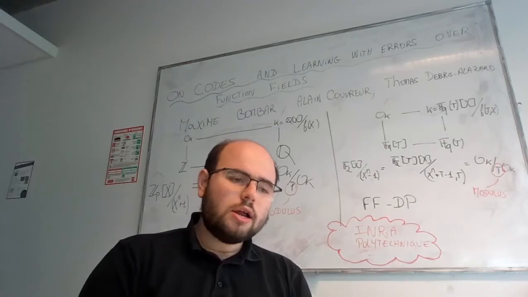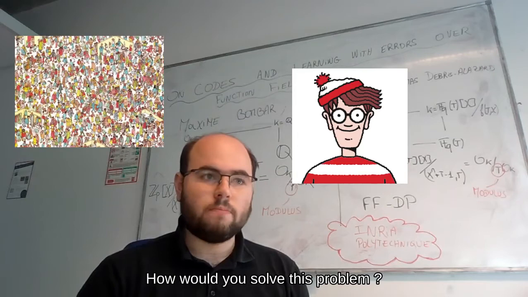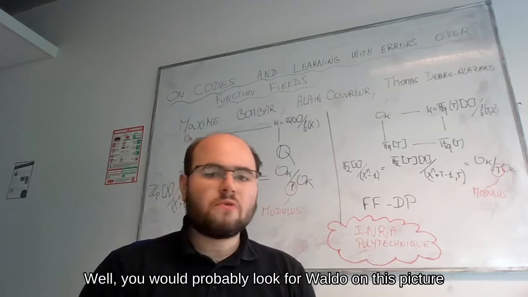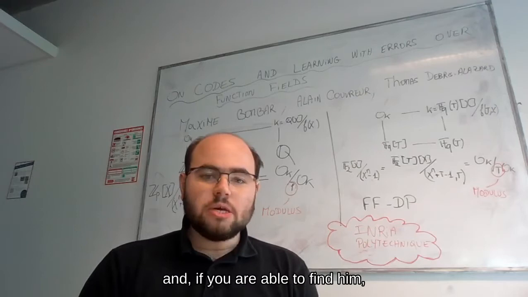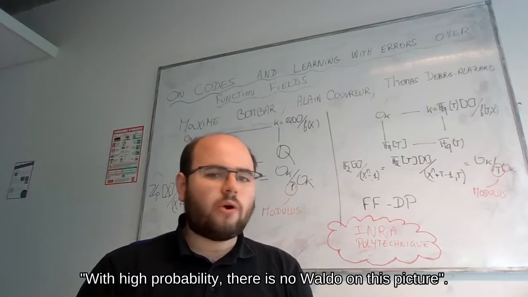If I give you a picture of many people and I ask you, is there Waldo on this picture? How would you solve this problem? Well, you will probably look for Waldo on this picture for, let's say, 1 minute. And if you are able to find him, you will say, yeah, there is Waldo on this picture. On the other hand, if you can't find him in this minute, then you would say, well, with high probability, there is no Waldo on the picture.